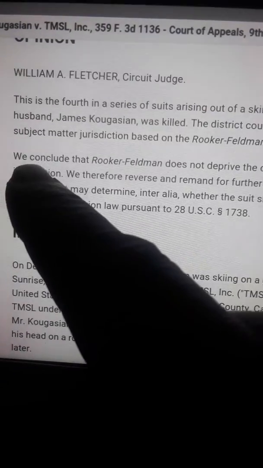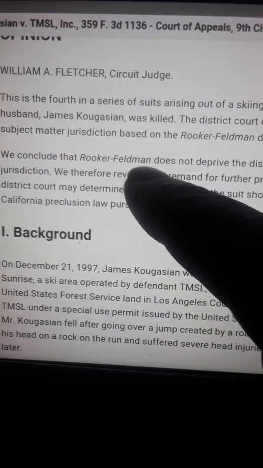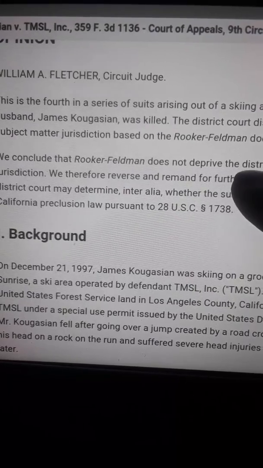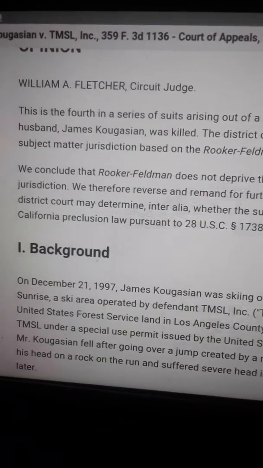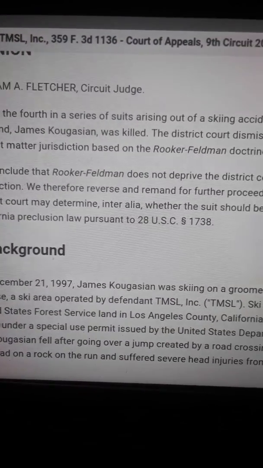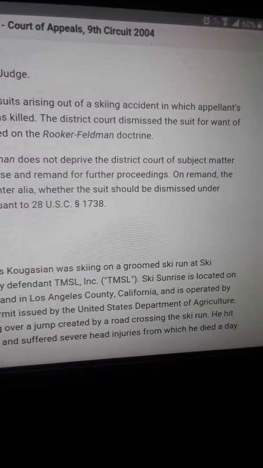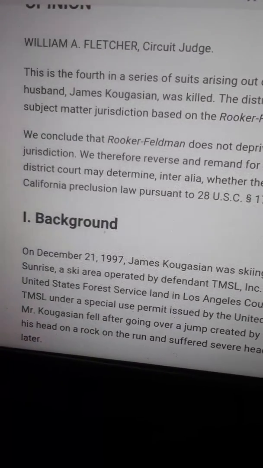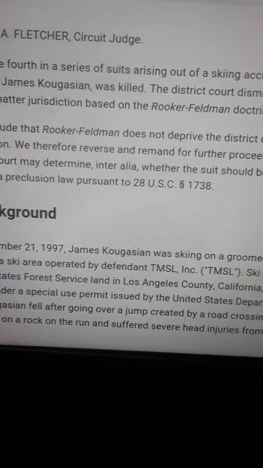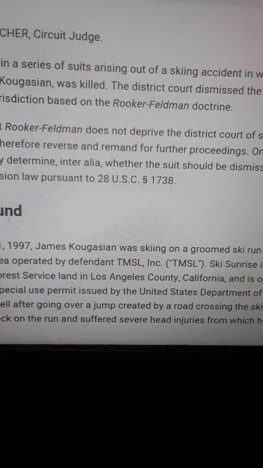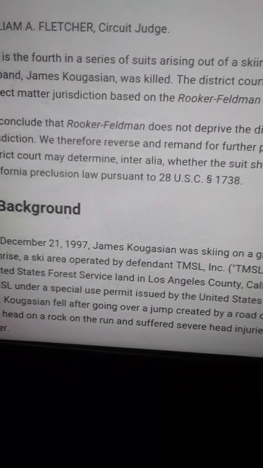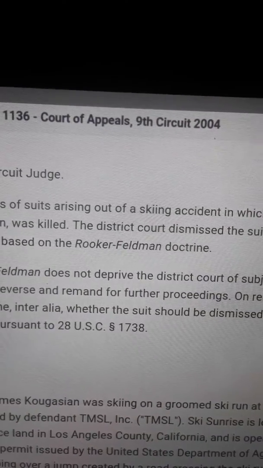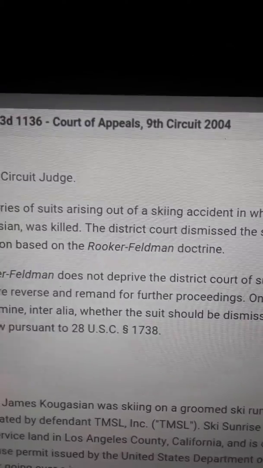So, with that being said, as you can see right here, the Rooker-Feldman Doctrine does not deprive the district court of subject matter jurisdiction. See there? Does not deprive the district court of subject matter jurisdiction. And then what do they do? They reverse and remand it for further proceedings. And guess what, people? This is a Ninth Circuit case. Look at that. Court of Appeals, Ninth Circuit, 2004.